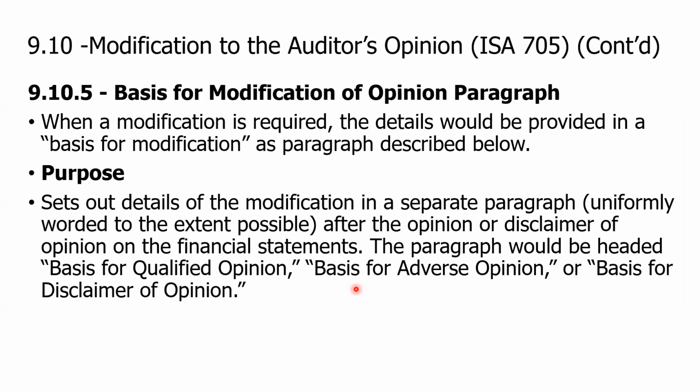When a modification is required, the details would be provided in the basis for modification paragraph as described below. The purpose is to set out the details of the modification in a separate paragraph, uniformly worded to the extent possible, after the opinion or disclaimer of opinion on the financial statement. The paragraph would be headed as basis for qualified opinion, basis for adverse opinion, or basis for disclaimer of opinion, depending on which of these opinions you are giving.